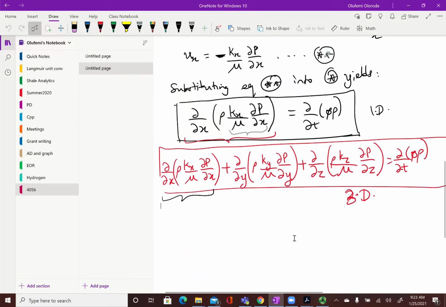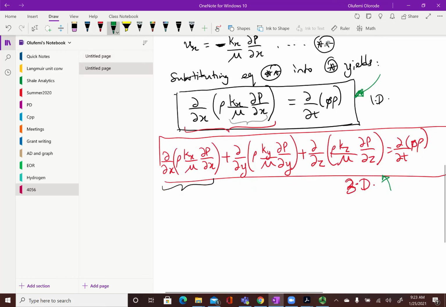So this is where we stopped in the previous video: the continuity equation for 1D, and the continuity equation for 3D, of course with the Darcy equation substituted. We're going to move back to the simpler 1D one, because whatever we do for 1D is easy to generalize for 3D. You basically just repeat the same form in the y and z directions.